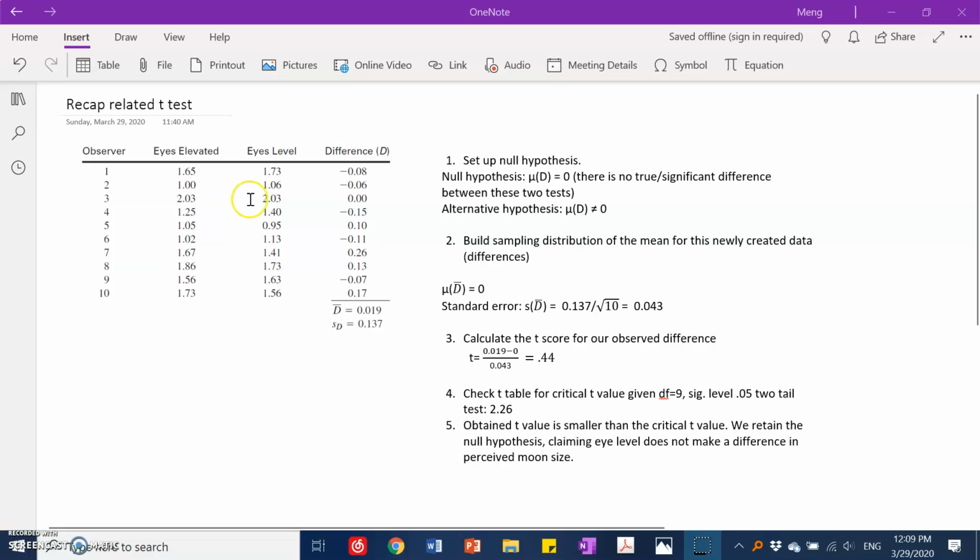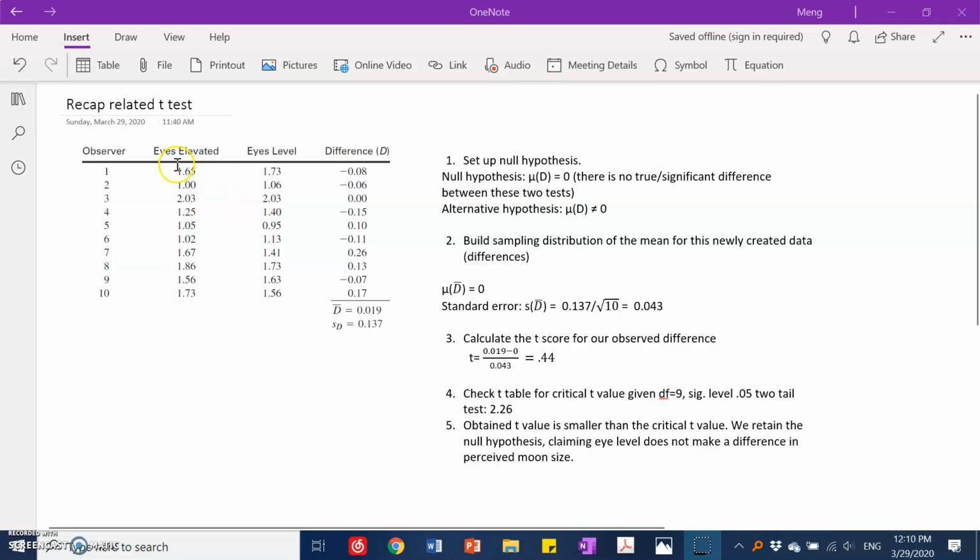And the perceived Mu size when people maintain their eyes at a horizon level. This column represents the data set for the horizon level condition. So we are comparing these two data sets, and each individual provides two data points here. We are doing this related t-test.